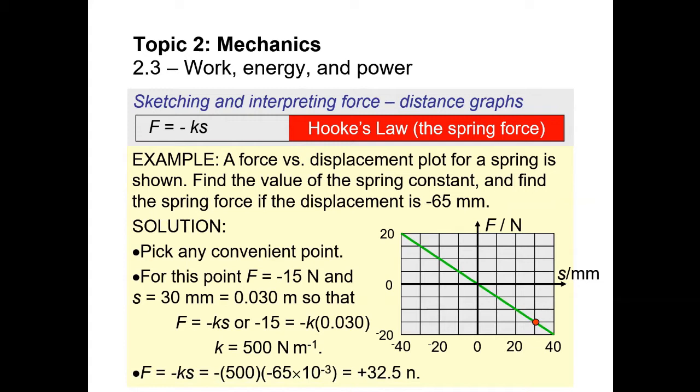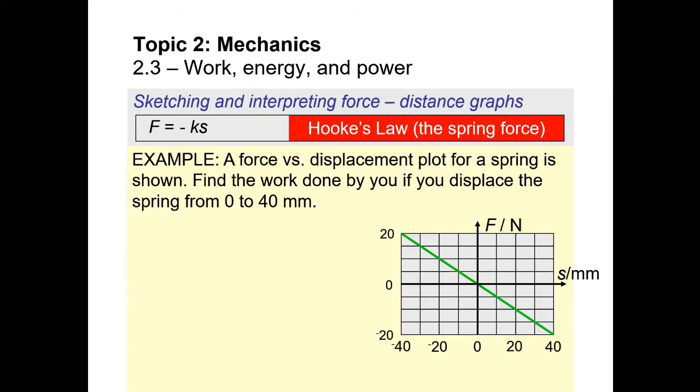We again utilize F equals minus ks, and the spring constant is 500, and the displacement is minus 65 millimeter. Convert that into meters, minus 65 times 10 to the minus 3, and we get plus 32.5 Newton.